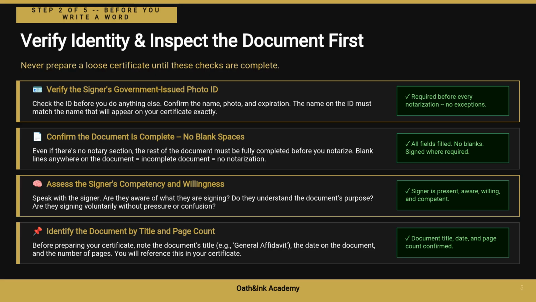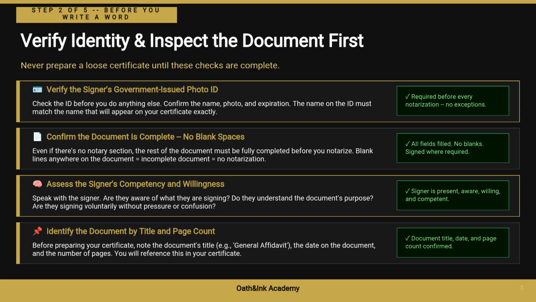Step 2. And this entire step happens before you write a single word on a loose certificate. First, verify the signer's government-issued photo ID. This comes first, always. Before you look at the document, before you prepare any paperwork, confirm the identity of the person in front of you. The name on their ID is the name that will appear in your certificate. No ID, no notarization.